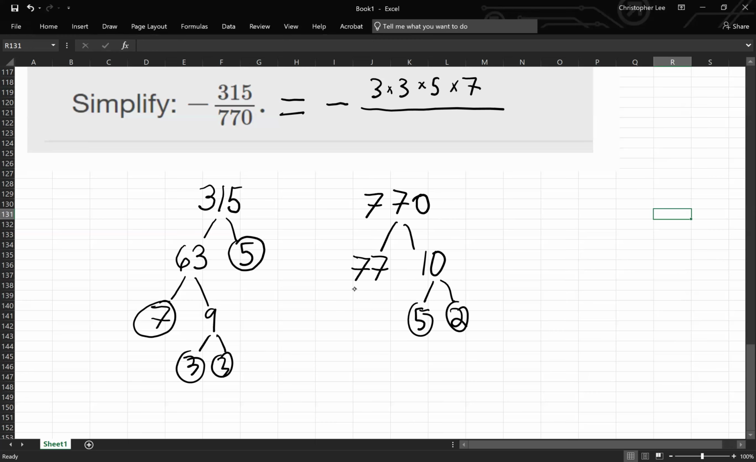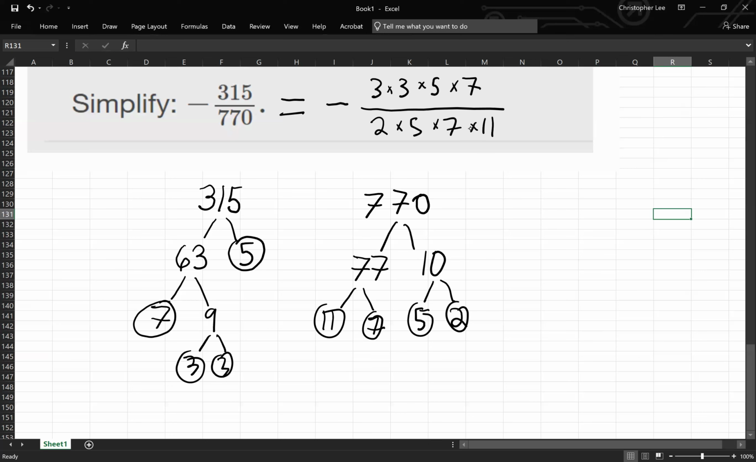Give me two numbers that multiply to 77. 11 and 7. Very good. Both of these are prime. All right. So on the bottom, what do I have? I have 2 times 5 times 7 times 11.